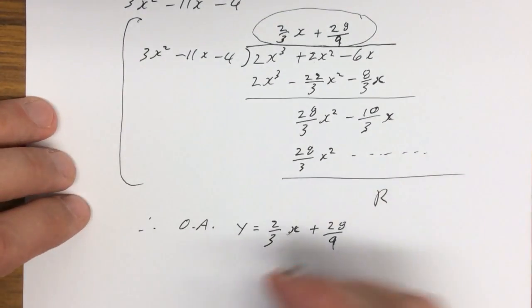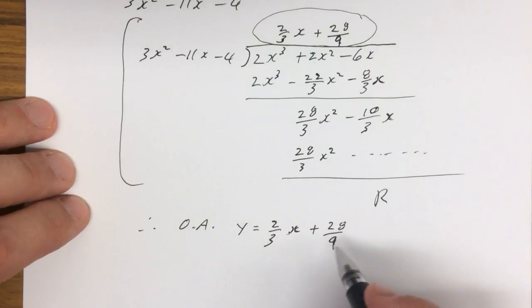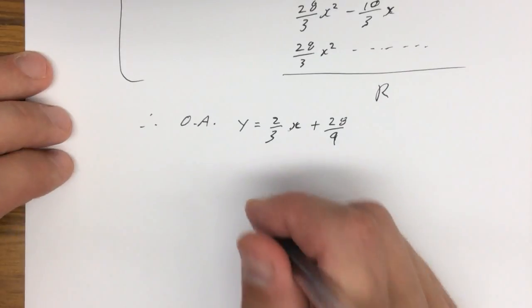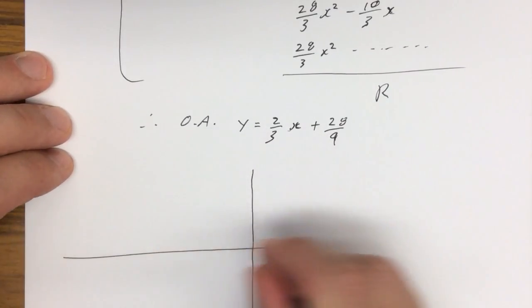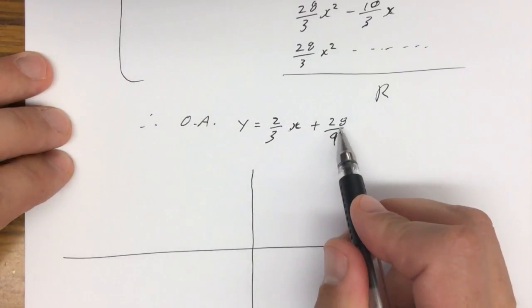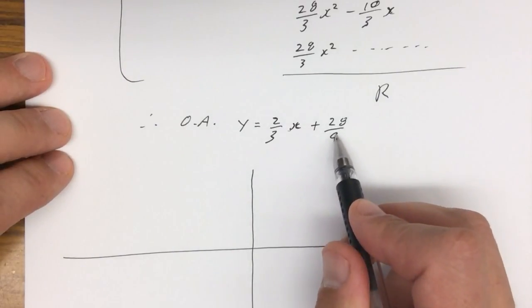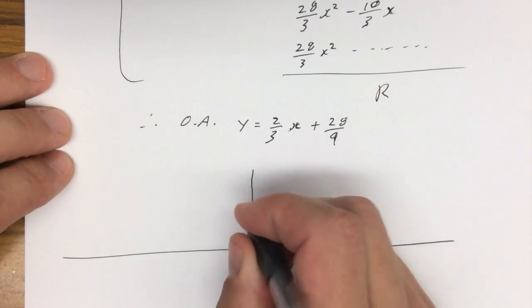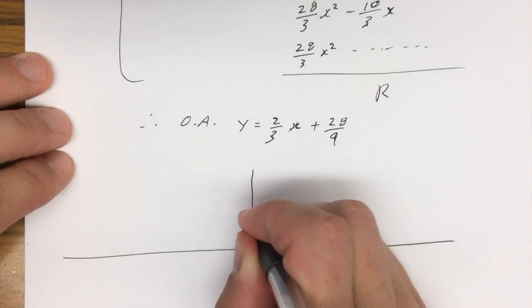Okay, which is kind of ugly, but that's the oblique asymptote. Now we can try and sketch this function with all the information given. This way, 28 over 9, well, 27 over 9 would be 3, so it's 3 1/9 basically, is going to be the y-intercept. So it's about here.